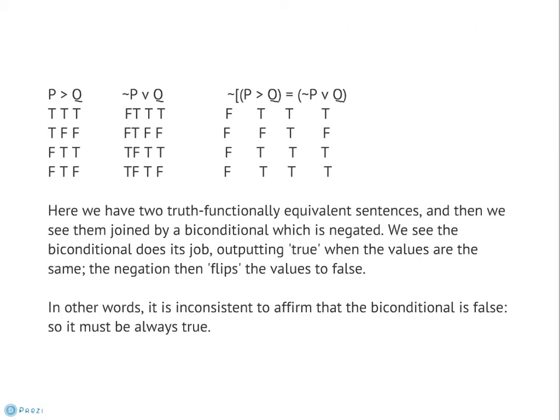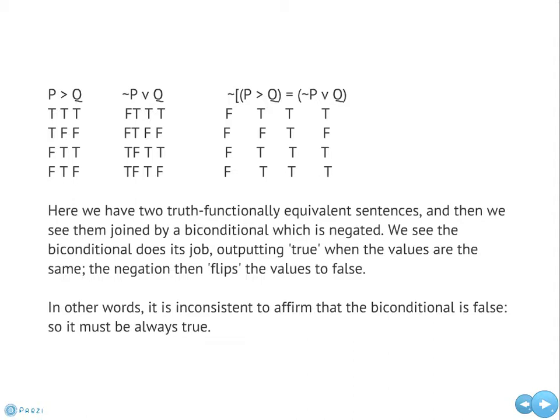So here we have two truth functionally equivalent sentences, if p then q and either not p or q. And they have the same truth table: true, false, true, true, true, false, true, true. Here, if we join them by the biconditional, it does its job, and we get a truth functional truth. Then we negate this biconditional, which flips the trues to falses. So we have a truth functional falsehood.